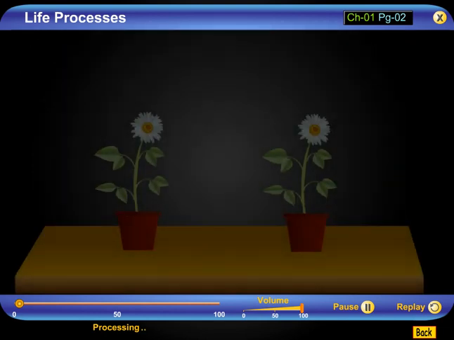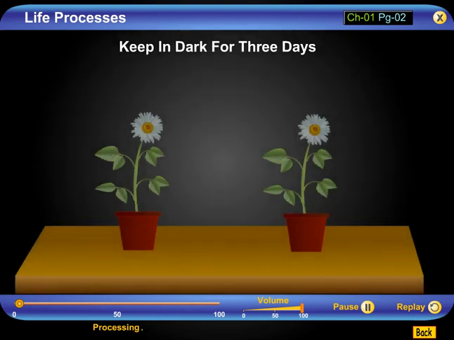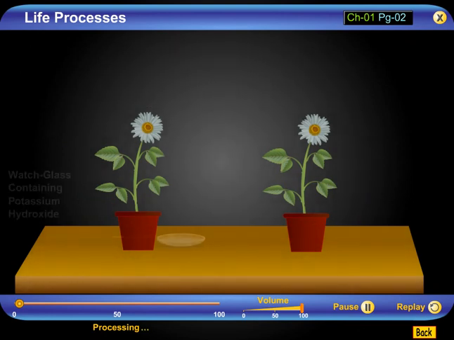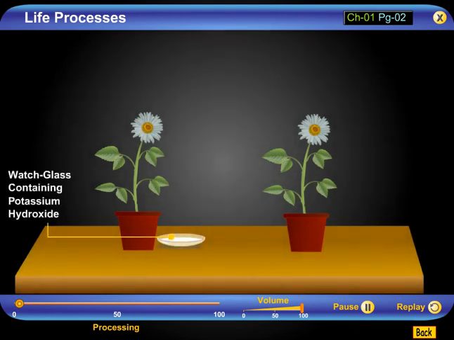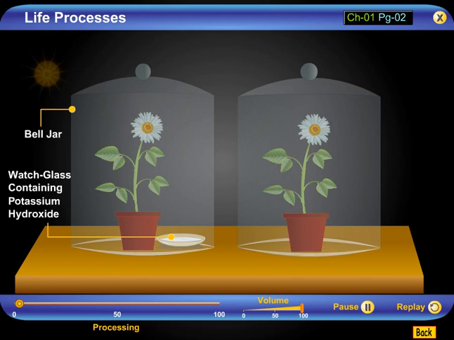Take two healthy potted plants and keep them in the dark for 3 days. Now, for each plant, on a separate glass plate, place a watch glass containing potassium hydroxide by the side of one plant. The potassium hydroxide is used to absorb carbon dioxide. Cover both plants with separate bell jars. Use Vaseline to seal the bottom of the jar. Keep the plants in sunlight for about 2 hours.